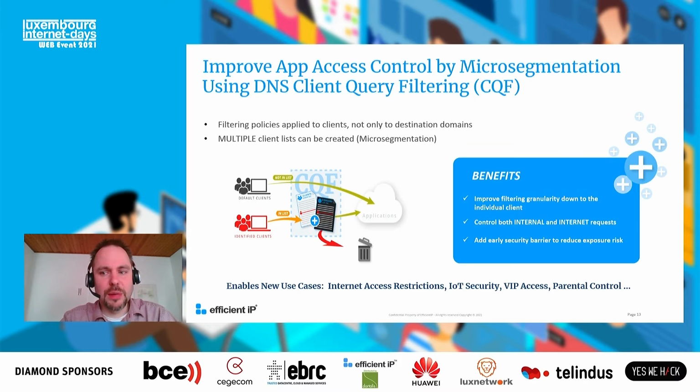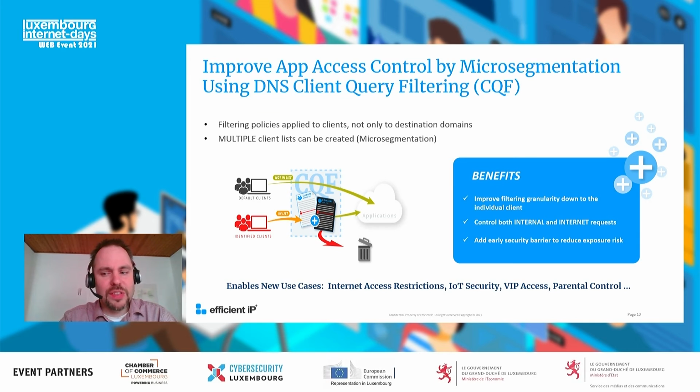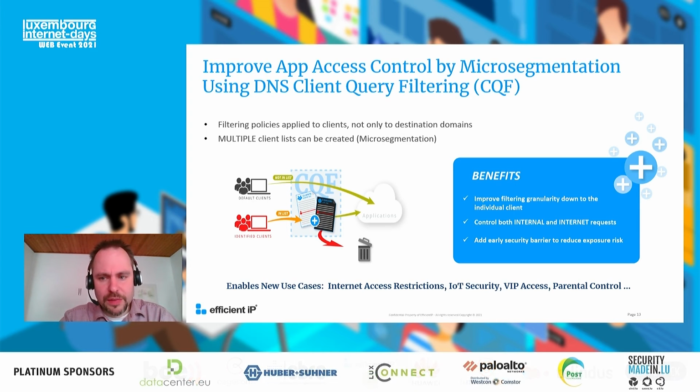Next slide. This microsegmentation can be provided at the DNS level by not only applying filtering policies based on destination domains, but also based on clients. We call this feature client query filtering, or CQF. What CQF brings is the unique capability to simplify creation and management of multiple client groups, and then to allow separate filtering policies to be applied to each group. This is how the solution works. First, groups of clients are created. Then lists of domains are created.